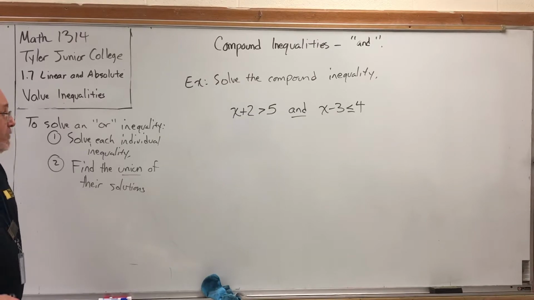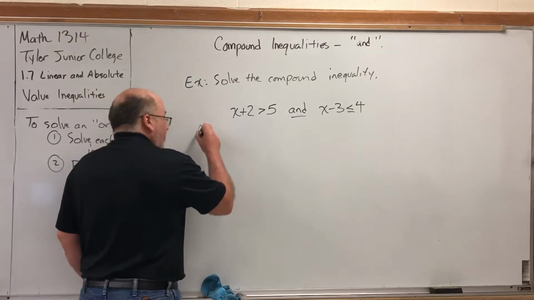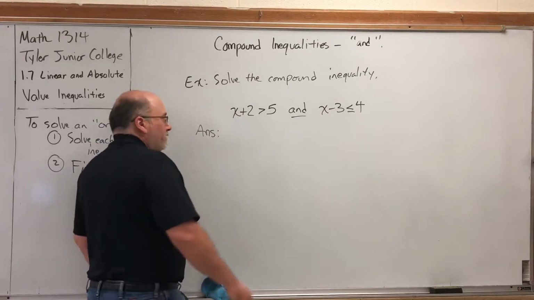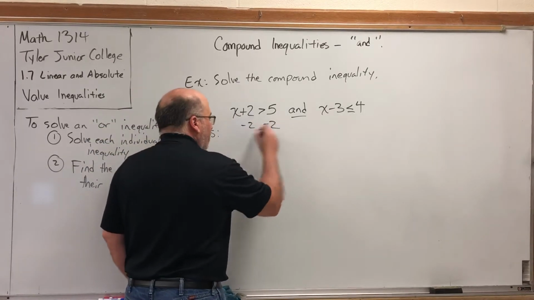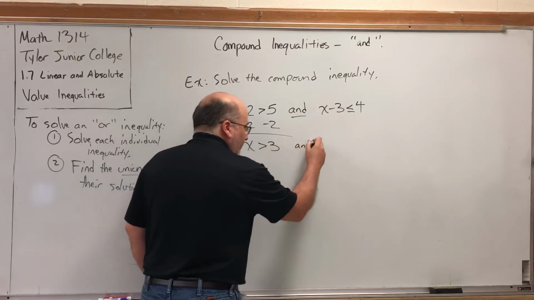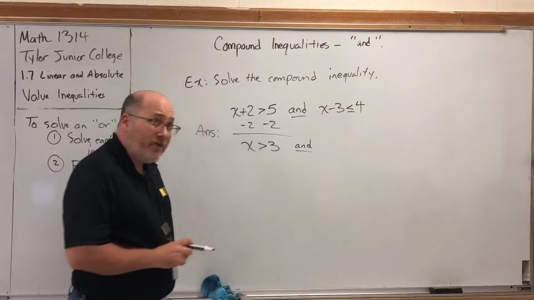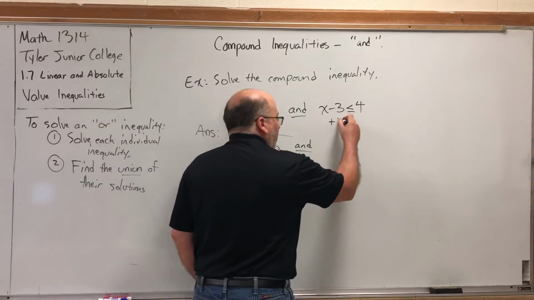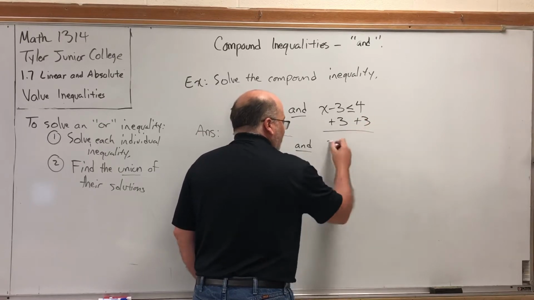So we're going to solve it the same way we did before. Solve each one individually and figure out what to do with their individual solutions. Solving these is trivial. I wanted them to be trivial so that we don't have to focus on how to solve them. The first solution is x is greater than 3. The second one is x is less than or equal to 7.